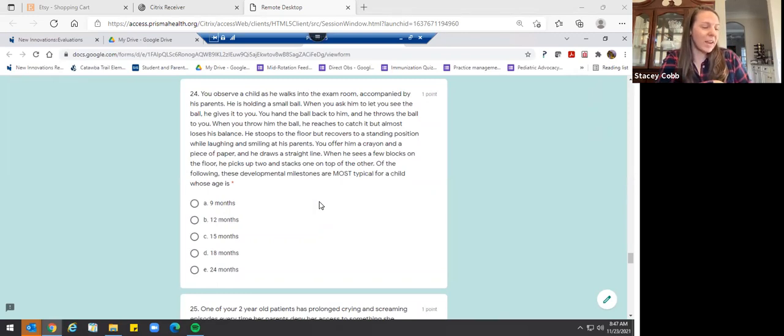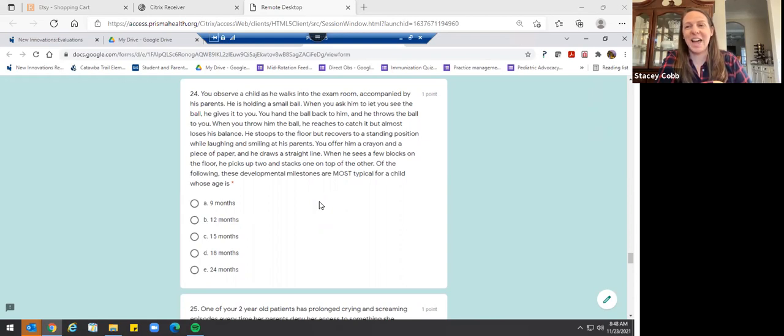And then you offer him a crayon and a piece of paper. He draws a straight line. And then he sees a few blocks on the floor. He picks up 2 of them, stacks them. That's 13 to 15 months. There's no language milestone really to clue you in. So when you get one of these that has a scatter of different milestones, the oldest milestone wins. I know that seems so weird, but the oldest one wins. And our oldest one is drawing that straight line, which is a 24-month skill. I know, they're just so sneaky.